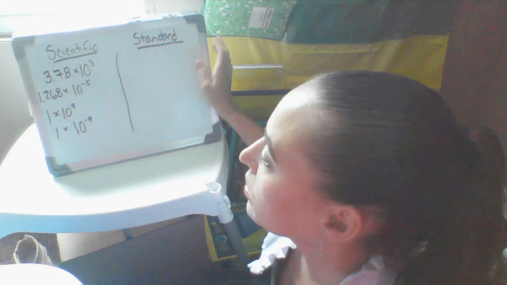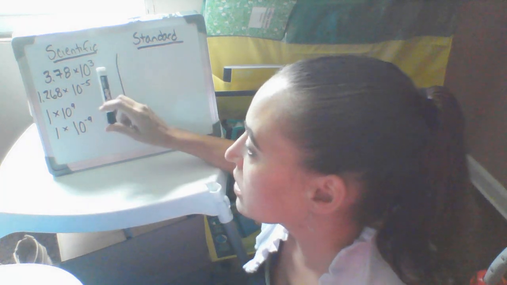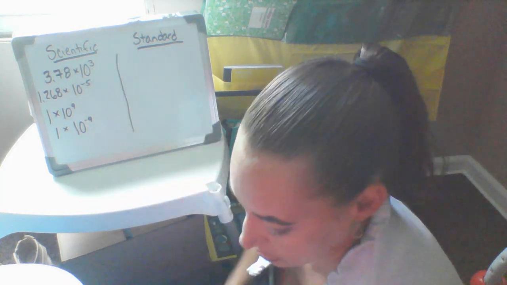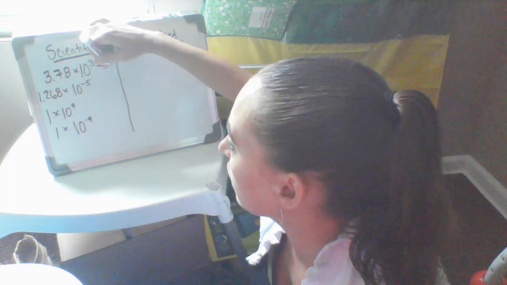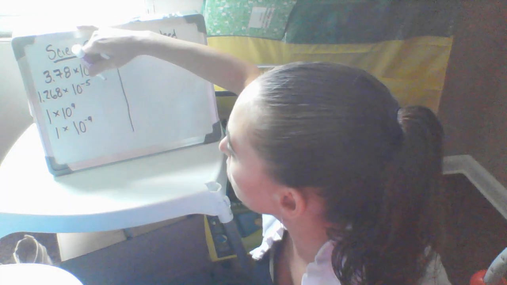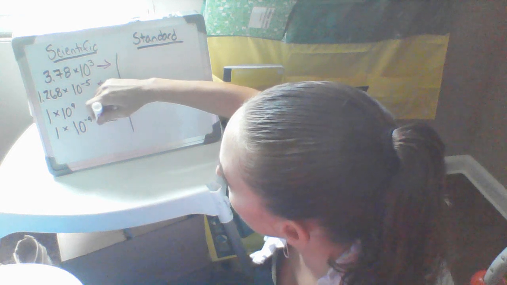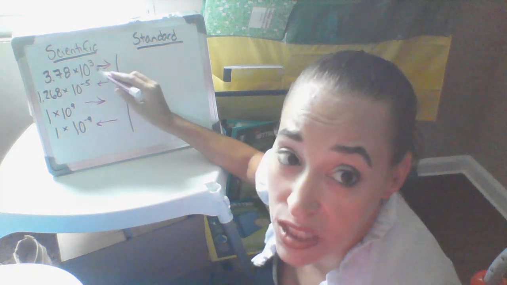We're going to practice a couple more just to make sure you get it. Here's a couple numbers I wrote down in scientific notation, and we're going to convert them to standard notation. Again, the rule: if it's a positive exponent, I know I'm moving to the right. So let's show which way we're moving. This is positive, so I'm going to move to the right. This one's negative, so I'm going to move to the left. This one's positive, so right. This one's negative, so left. Okay, so we got that down.